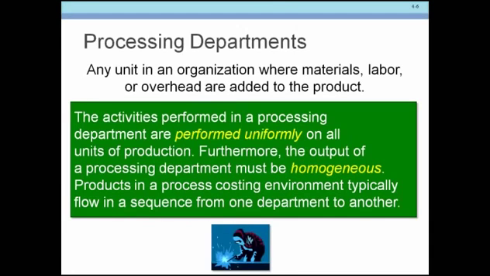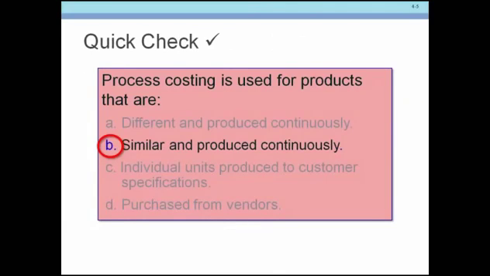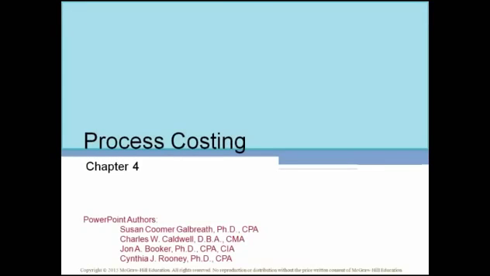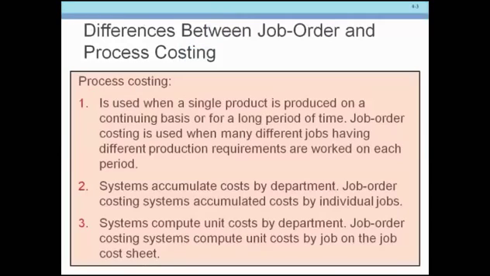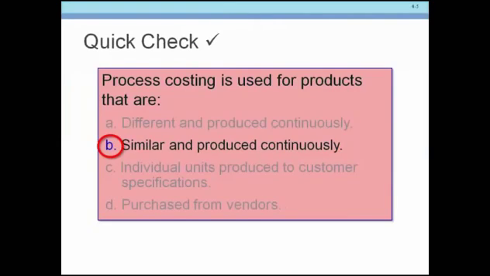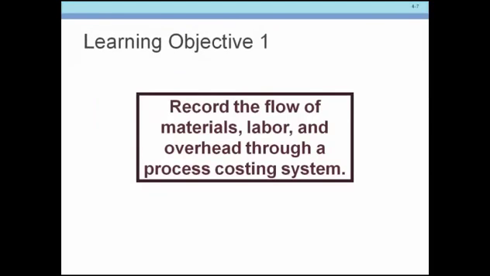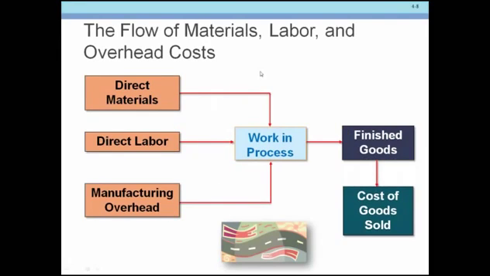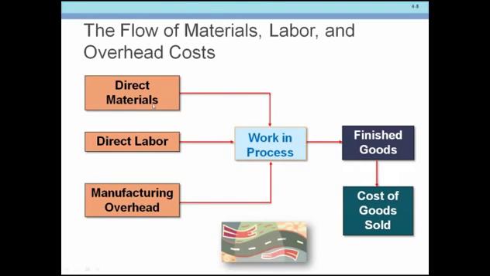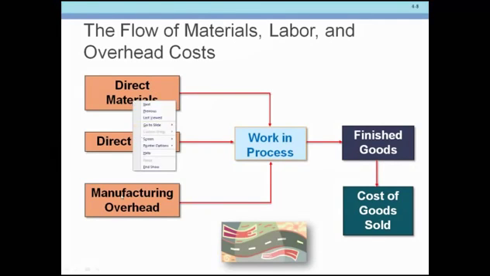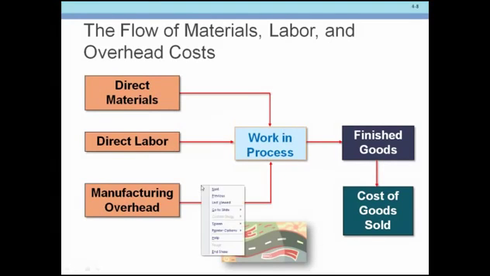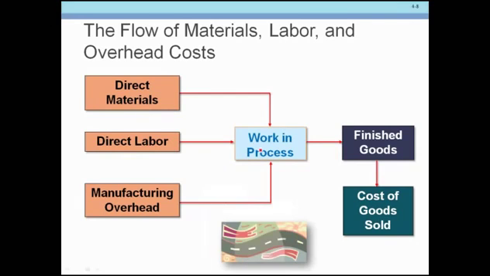So this is all I wanted to talk about regarding the idea of process costing. The next thing we look at is computing. We're going to start by recording the flow of material, labor, and overhead through process costing. Those are two related. So learning objective 1: remember, we take material, labor, and overhead, and it goes into work in process, and this should be all review from chapter 2.